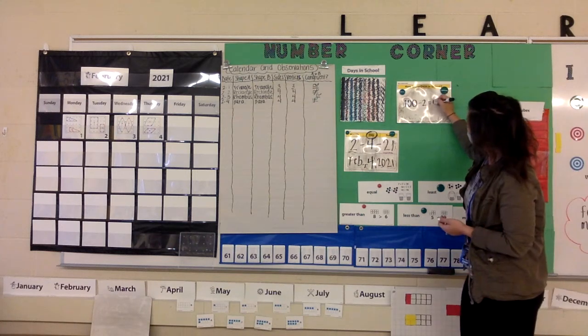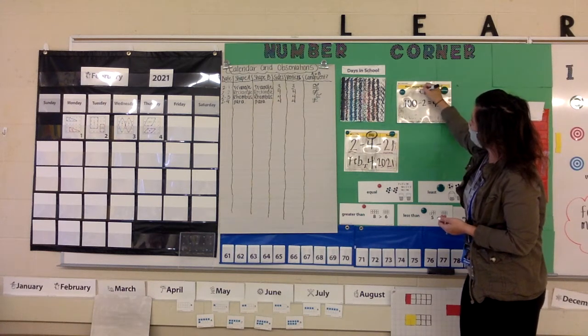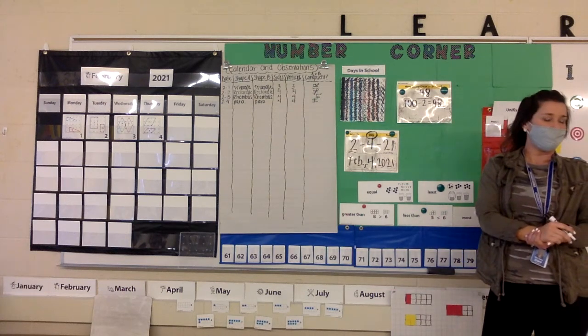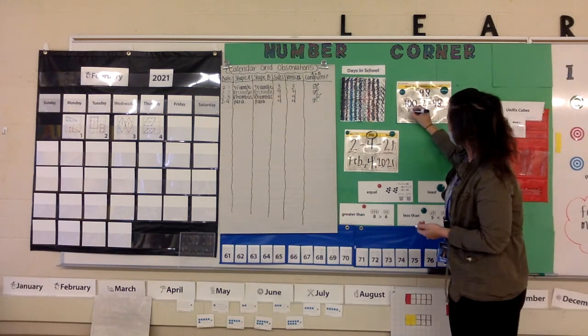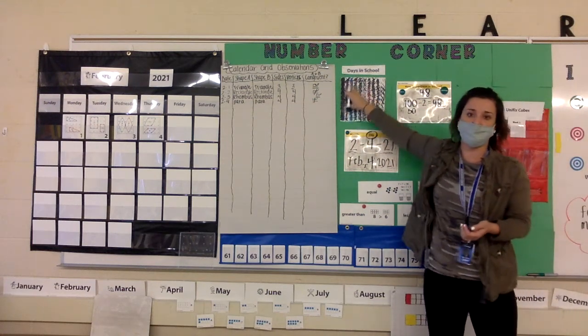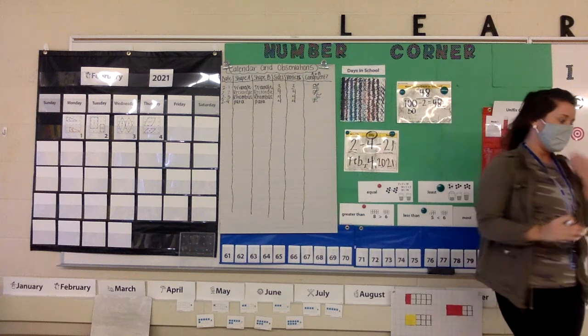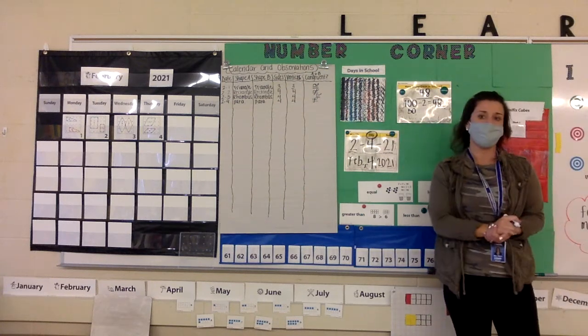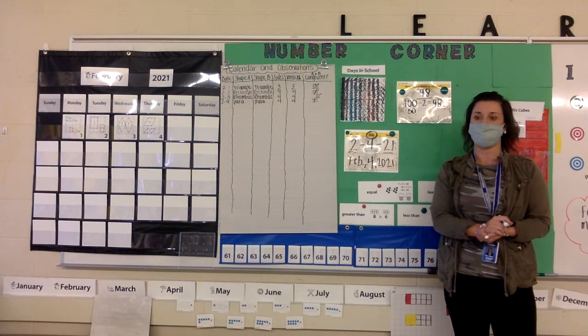98. We are on day 98. Good job. What if I start with the number 50? That's half of our chart. Remember, 50 means half, because 50 and 50 more would be 100. What would I add on here to get to 98?